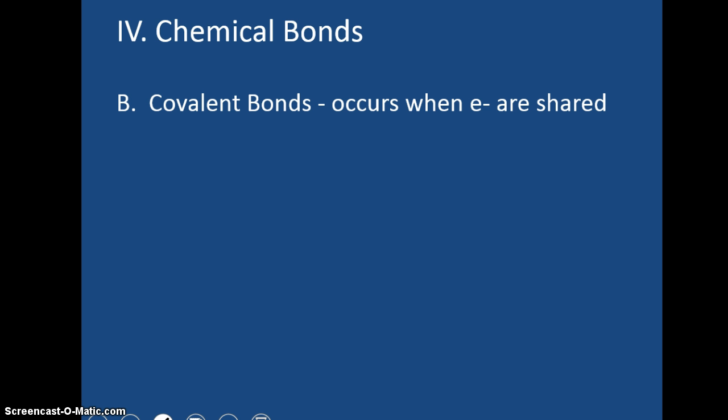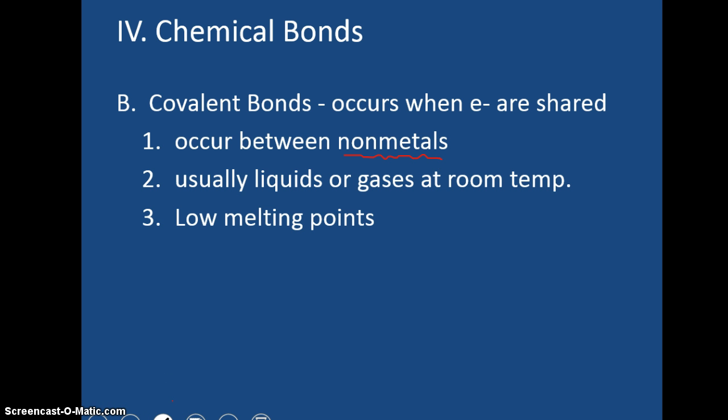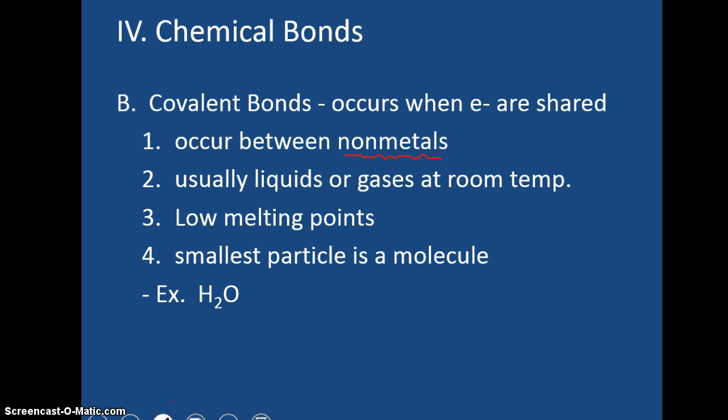The other type of bond is a covalent bond, which occurs when electrons are shared. This occurs between nonmetals, so only nonmetals. That is important as well. It's usually liquids or gases at room temperature, and they have a low melting point. The smallest particle is a molecule. An example would be H2O. Remember, hydrogen is a nonmetal.